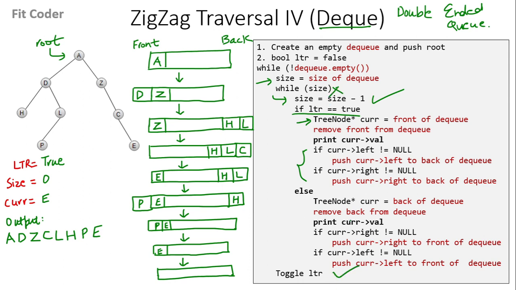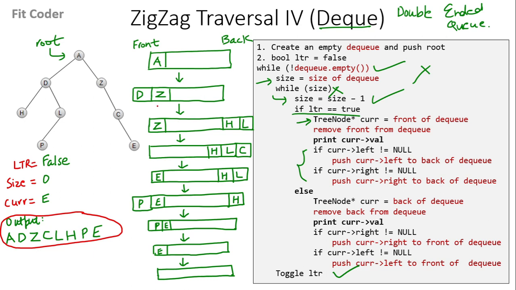Then we toggle the value of LTR, so LTR is false now. Then we again come in this while condition, we check if deque is empty. So deque is empty now, so this while loop terminates. And this is our zigzag level order traversal that we obtained using a deque.